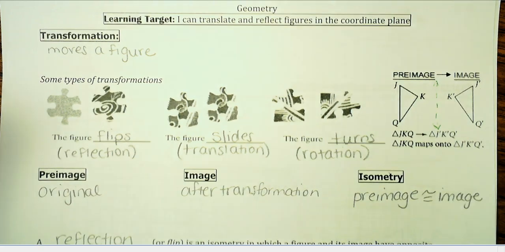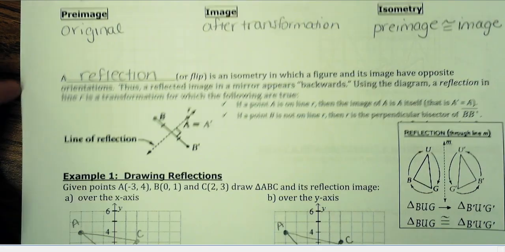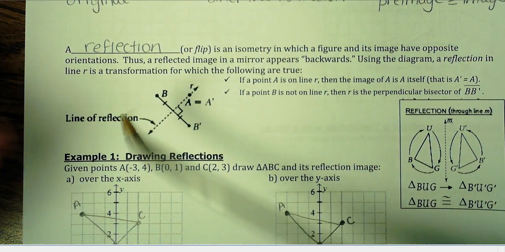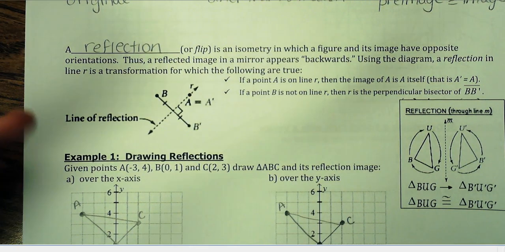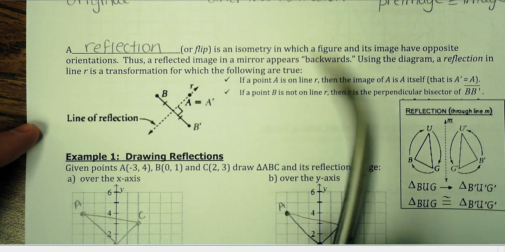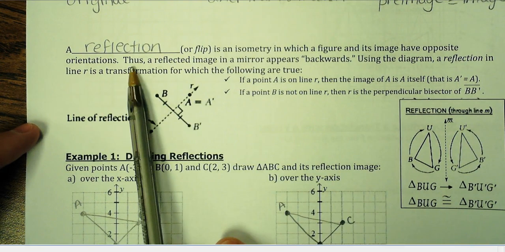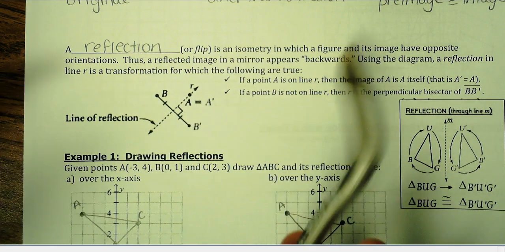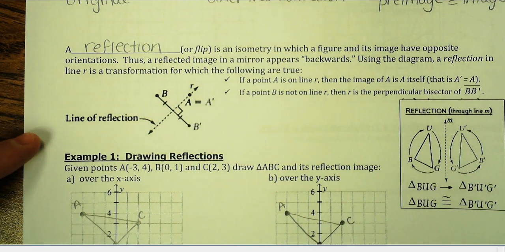So the first transformation we're going to talk about here today is a reflection. And you guys can read through this. It's an isometry, so both the pre-image and the image are going to be congruent. And it has opposite orientations. We're going to have things go in a different order. A reflective image mirrors and appears backwards. This is just a little explanation that's pulled out of a textbook.